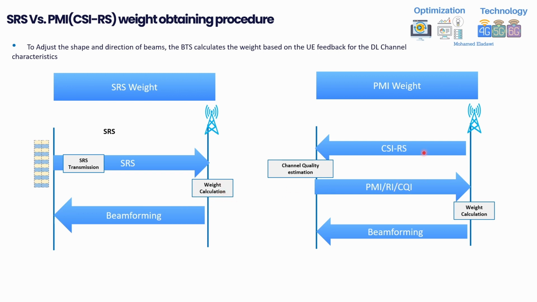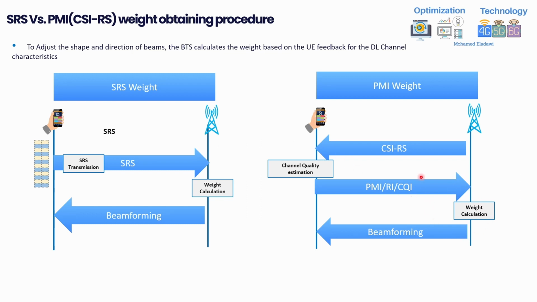So this is the first part. Here, the second part assumes there is no channel reciprocity, and you are using PMI weight. First, the BTS needs to transmit the CSI-RS, right? Then the UE needs to measure the CSI-RS. After the UE measures the CSI-RS, it will report PMI, precoding matrix indication, rank indication, CQI, channel quality indication, and so on. After this, the gNodeB will start the weight calculation and then assign the needed beam to the UE.